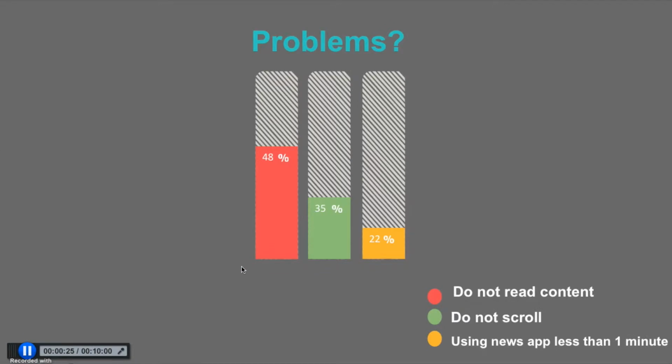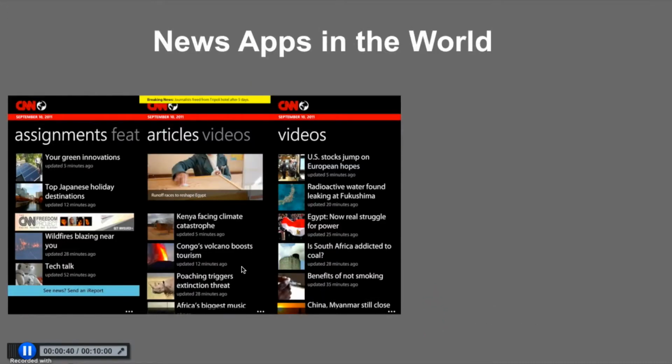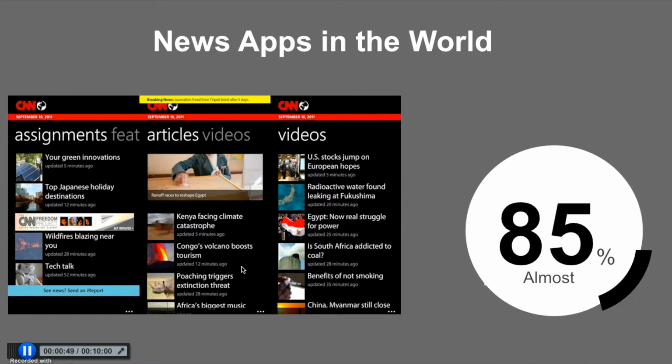According to an article in the New York Times, 48% of people do not click to read the content, 35% do not scroll, and 22% use a news app for less than 1 minute. I want to find a solution. I searched for news apps on the Apple Store and Google Play. 85% of news apps show what you see in the screenshot on the slides. They post everyday hot news to you, but not based on your personal interest. So I decided my senior design would focus on this part, to give users the news they really want.